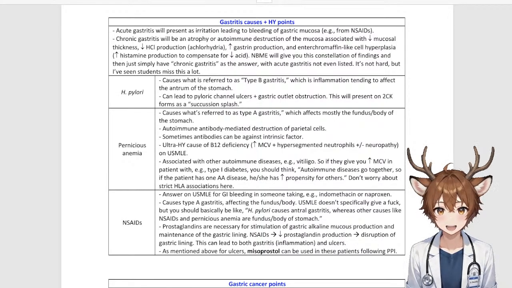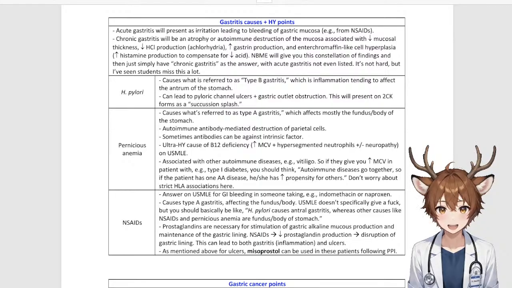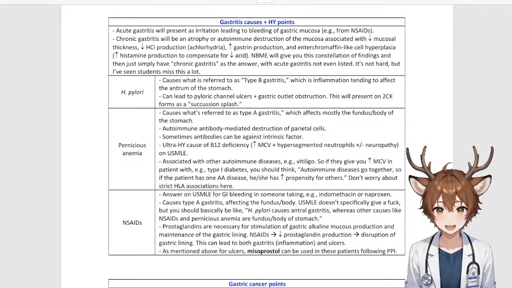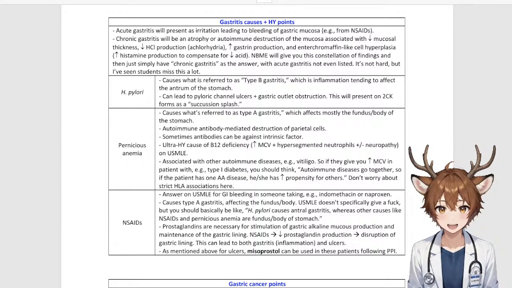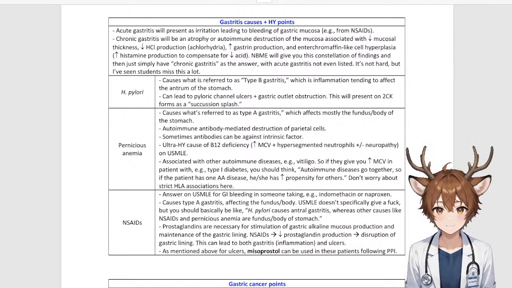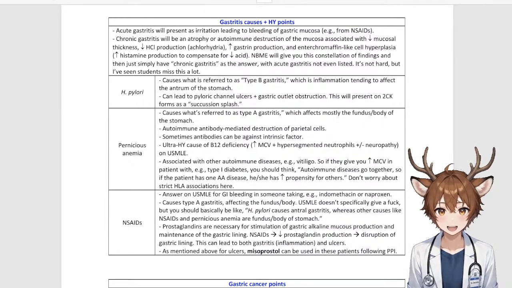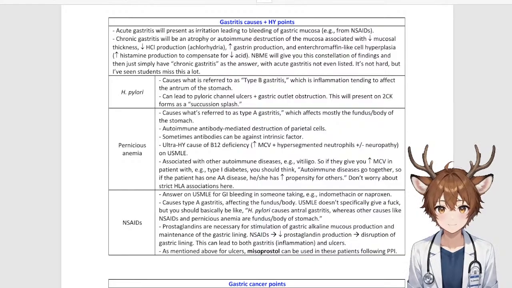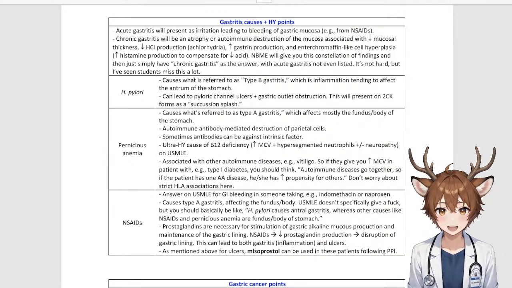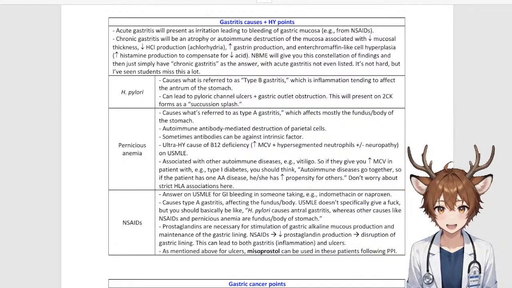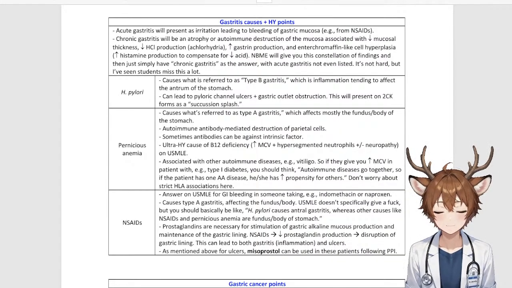What about NSAIDs? The answer on the USMLE for GI bleeding is someone taking, for example, indomethacin or naproxen, which causes type A gastritis affecting the fundus or body. USMLE doesn't specifically care, but you should basically be like, H. pylori causes antral gastritis, whereas others like NSAIDs and pernicious anemia affect the fundus and body of the stomach.